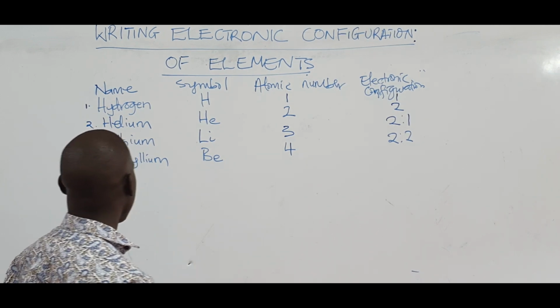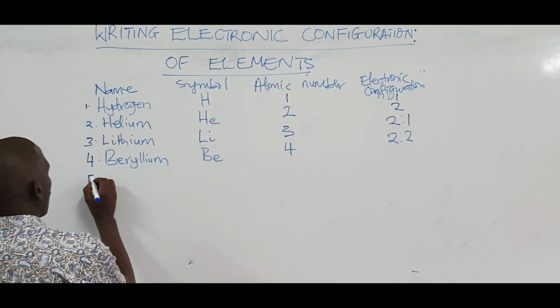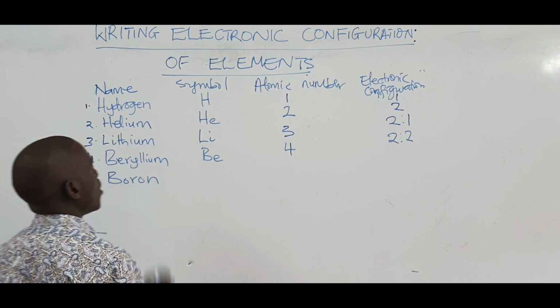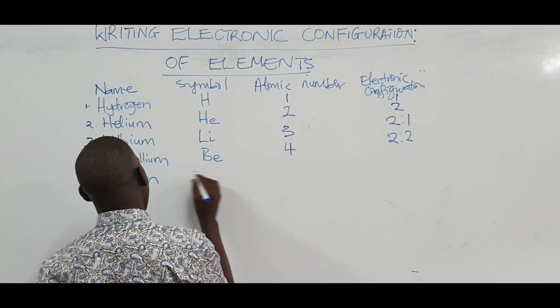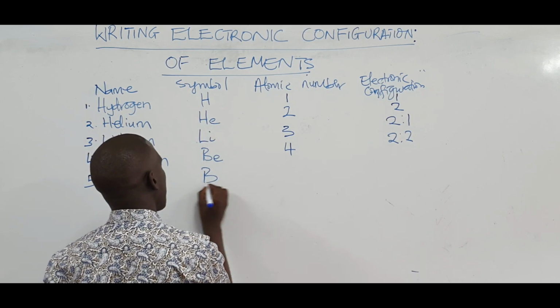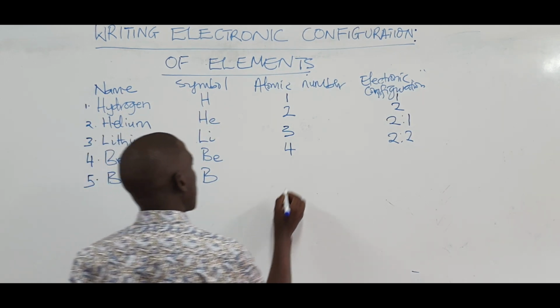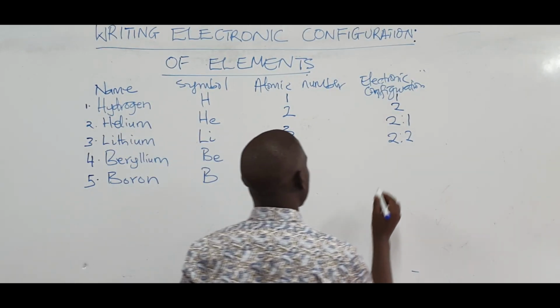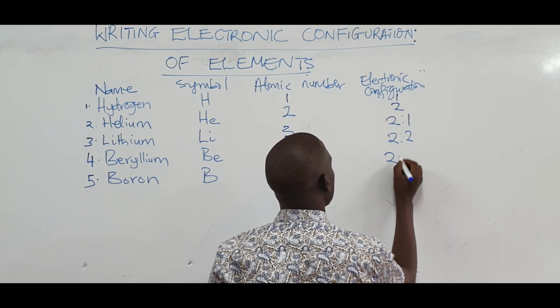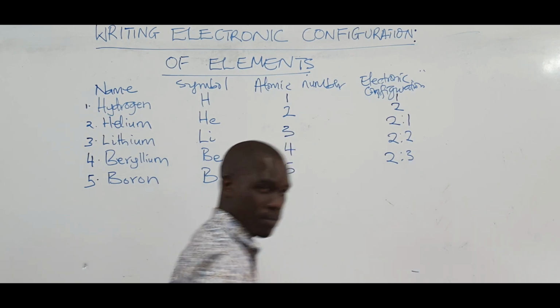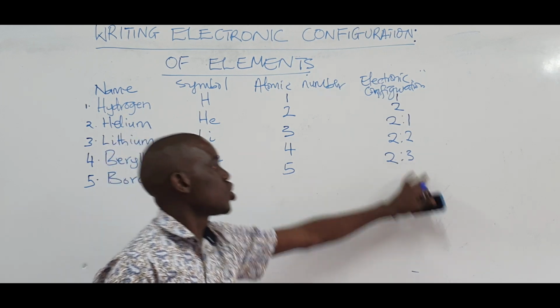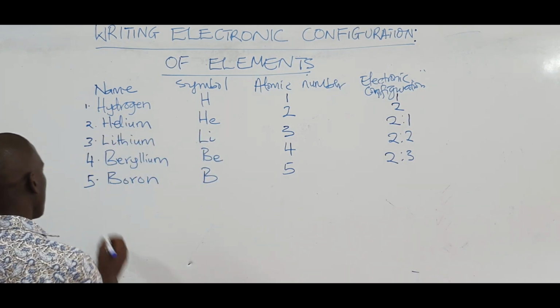Element 5, we have boron. The symbol is capital B. Atomic number we have is 5. So we have electronic configuration 2, 3. Innermost shell, 2 electrons. Outermost shell, 3 electrons.